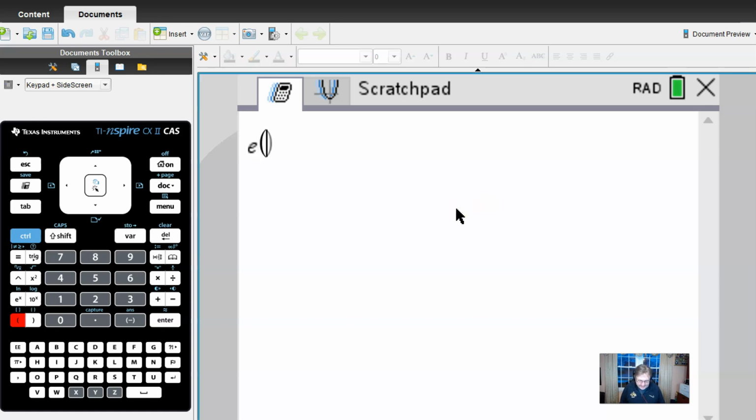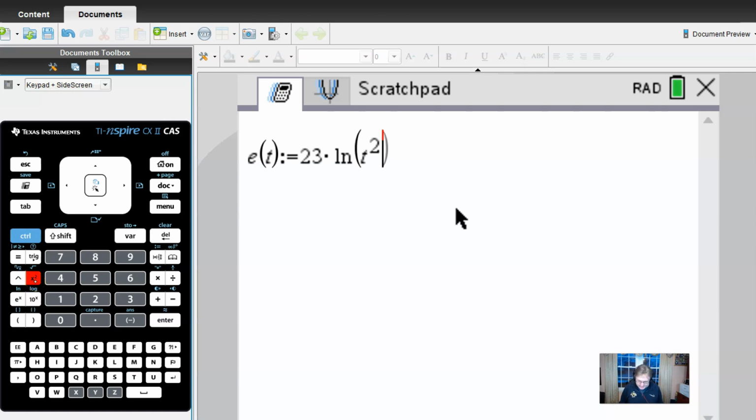So we have E of t. Now the calculator that I'm using, the Inspire, is not case sensitive, so don't worry about trying to get a capital letter because it'll go away as soon as you hit enter anyway. So E of t is 23 times the natural log of the quantity t squared plus 3t plus 1. If you are using a TI-84, then you're going to enter this into your Y1 menu. You just might want to be careful and use the variable x instead of t.